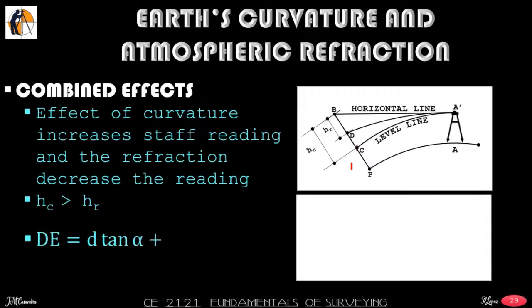Thus, we can now compute for our difference in elevation. This is V plus HI minus RR. If we have the effects of curvature and refraction, we have to add our combined effects. This is applicable if our reading is an elevation reading or above the horizontal.